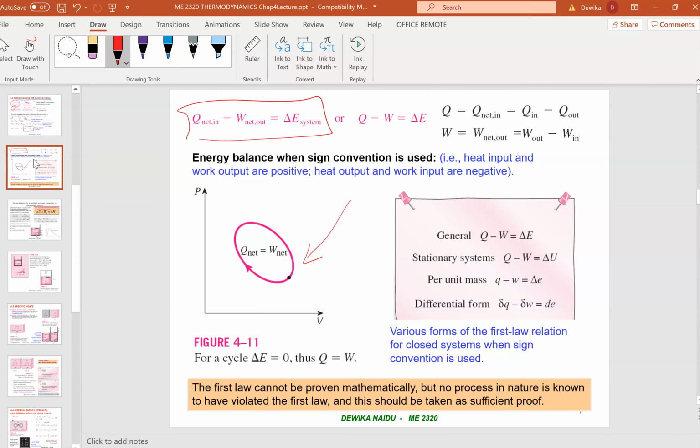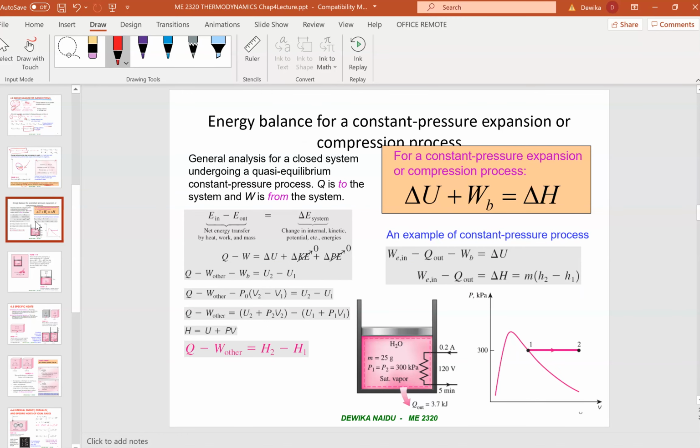First law cannot be proven mathematically, but no process in nature is known to have violated the first law. So this should be taken as sufficient proof. Okay, so we are done with the cycle. For a cycle, you remember, Q net equals W net. Now we're going to move on to the expansion of E in minus E out equals delta E.